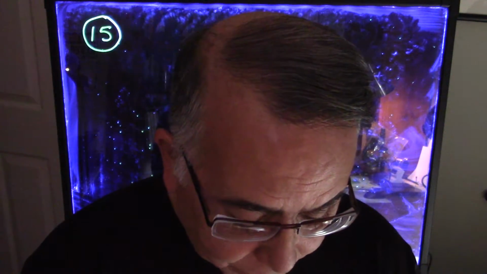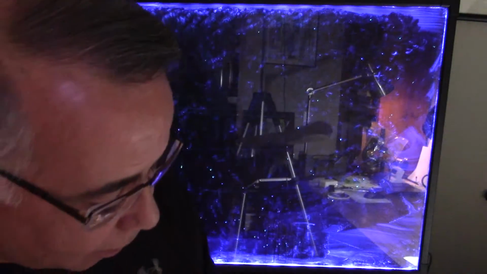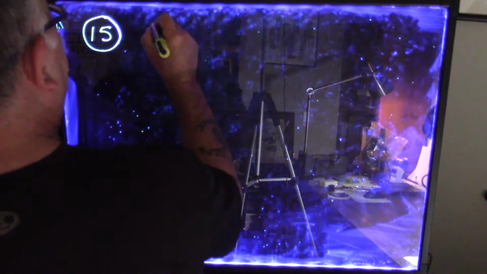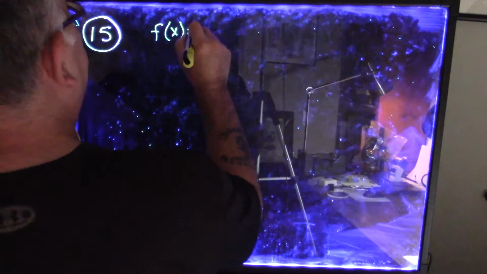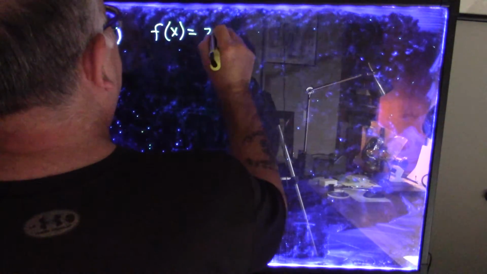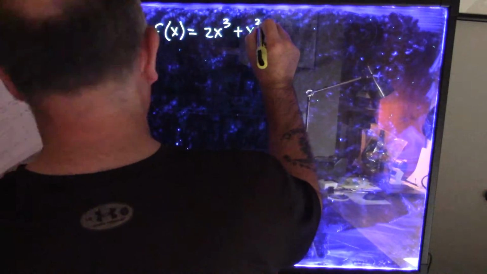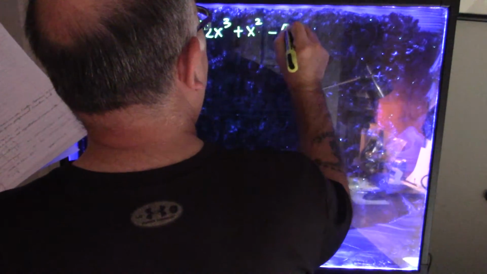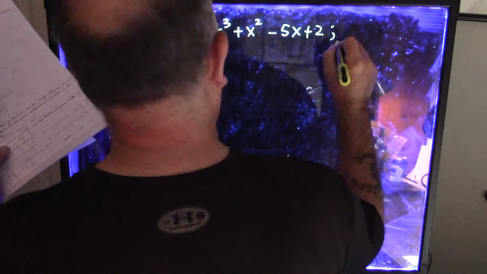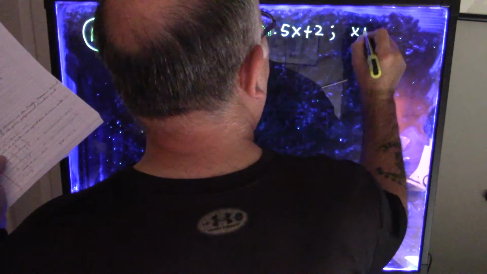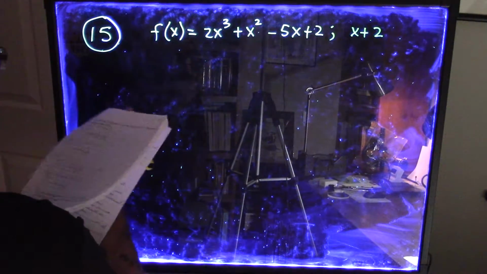Number 15. For the following exercises, use the factor theorem to find all real zeros for the given polynomial function and one factor. So they're going to give us the polynomial and a factor. And then we have to find all the real zeros. So f of x, here's our polynomial, 2x cubed plus x squared minus 5x plus 2. And the factor they've given us is x plus 2. So that's the same as x minus a negative 2.